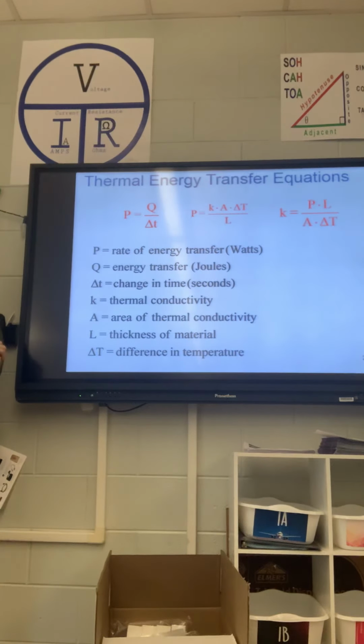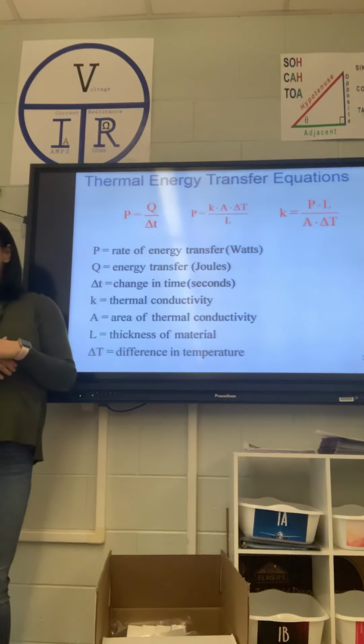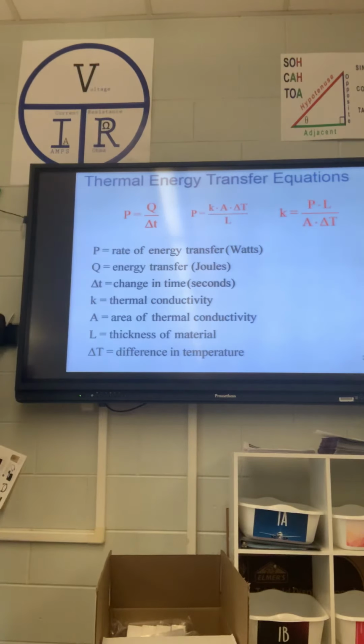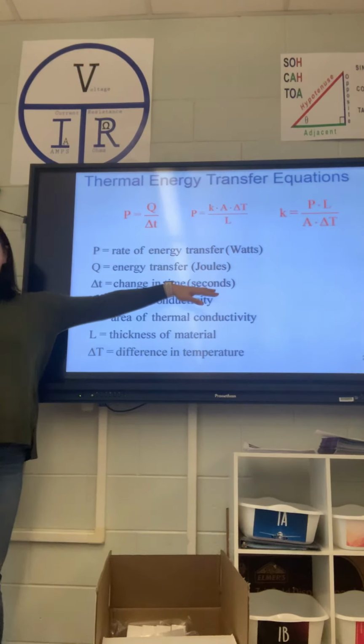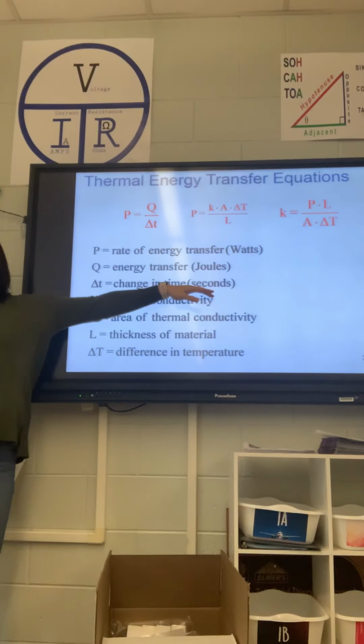P is the rate of energy transfer, and it is always in watts. Like your light bulbs, that's what watts means. If you have a 40 watt light bulb, it's transferring that much energy. Q, we just talked about, is energy transfer. Delta little t is change in time. So delta big T is temperature, little t is time. It's always, always, always in seconds, not hours or minutes or days. So if they give you something in an hour, you have to change it.